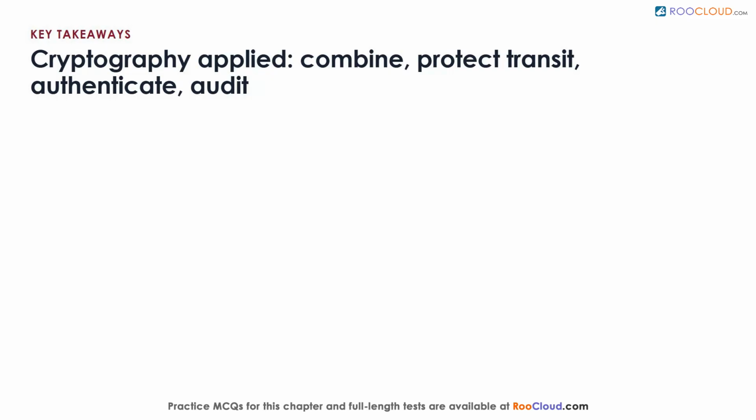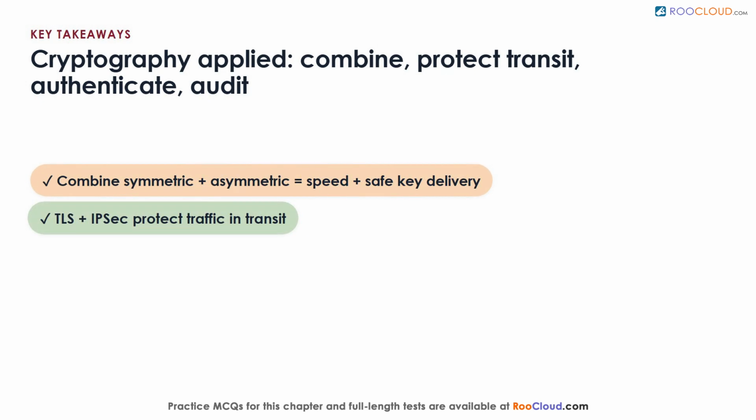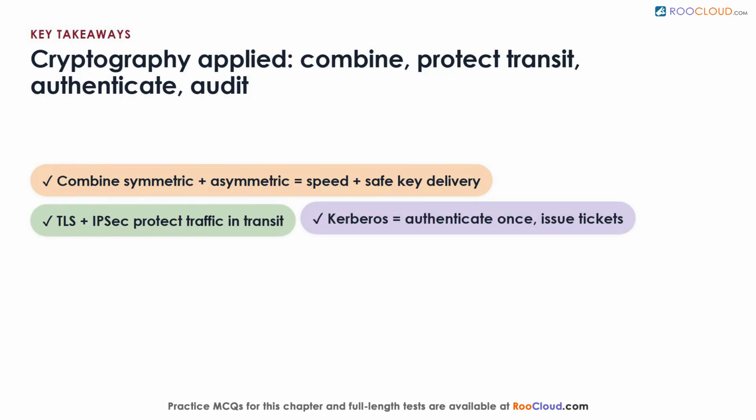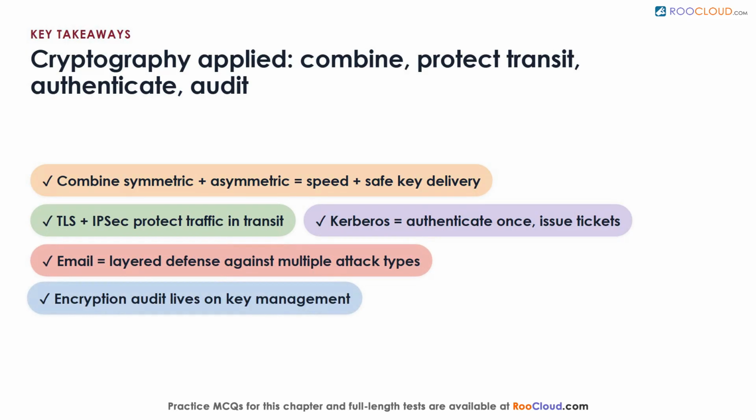So let's bring it together. Combining symmetric and asymmetric gives speed and safe key delivery. Transport layer security and internet protocol security protect traffic in transit. Kerberos authenticates once and issues tickets. Email needs layered defenses because it's the favorite way in. And an encryption audit lives or dies on key management. Tie the theory to these tools and you can assess real-world cryptography with confidence.